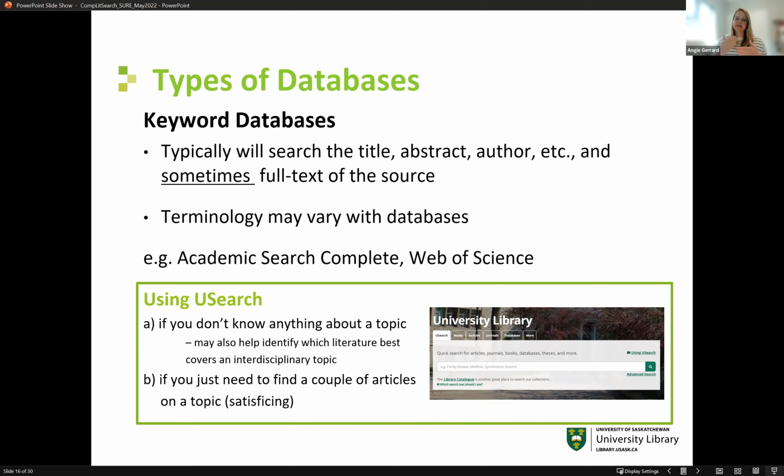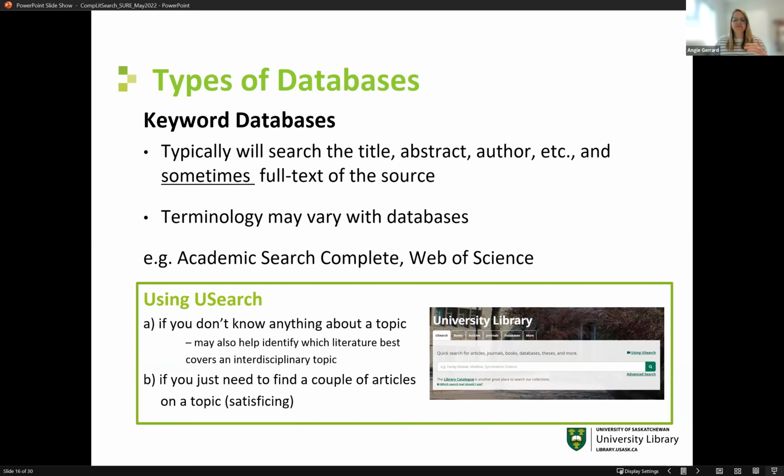Oftentimes behind the scenes, what's happening is the database is looking at what you're searching for, your keywords, and it's trying to find that in the title, the abstract, the author, that basic bibliographic information. Sometimes it's looking for those words in the full text of the source, but not always. Some examples of keyword-based databases are Academic Search Complete, Web of Science, that kind of thing.